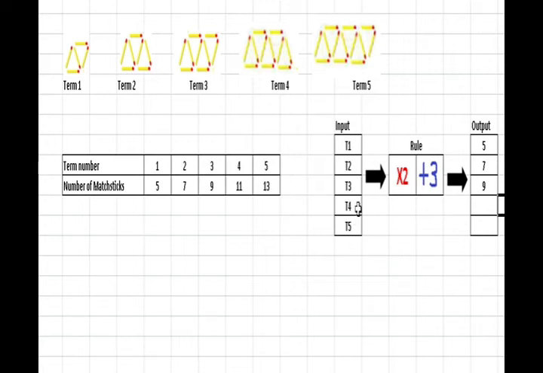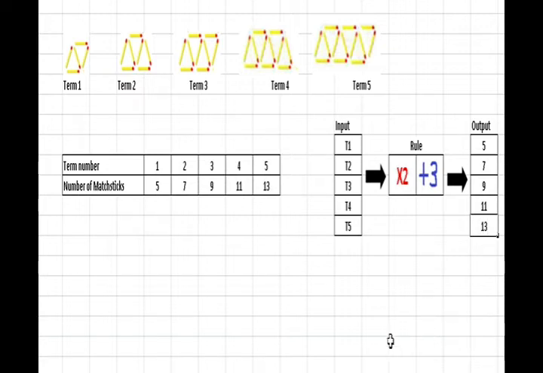Alright, so let's take 4 in term 4. Let's take the 4 multiplied by 2. Your answer is 8. And 8 plus 3 is 11. That's correct. And if I take the term number 5 from term 5, multiplied by 2, that gives me 10. And 10 plus 3 is 13.